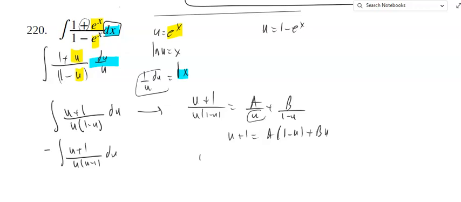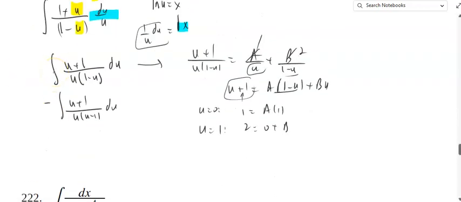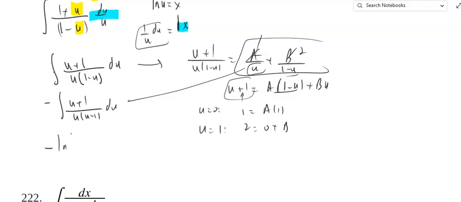Let u equal 0. 1 equal a times 1. A is 1. Let u equal 1. 1 plus 1 is 2. 0 plus b. And there it is. Basically, my answer is simply negative. So I'm integrating this instead. Negative natural log of absolute value of u minus twice natural log of 1 minus u plus c.